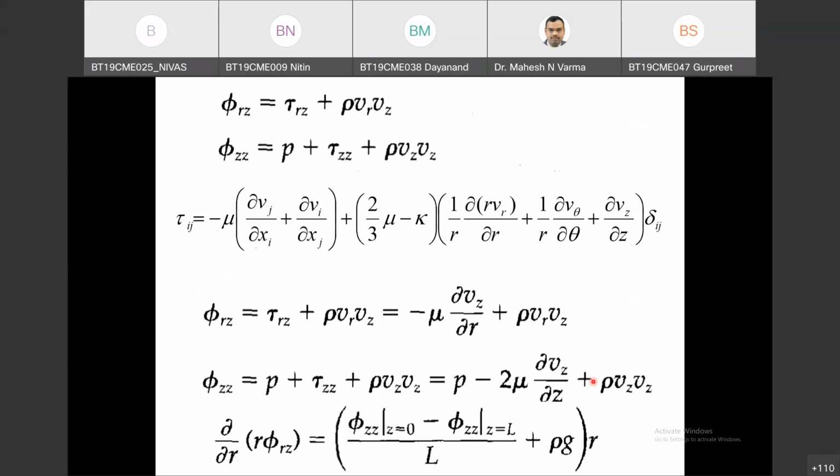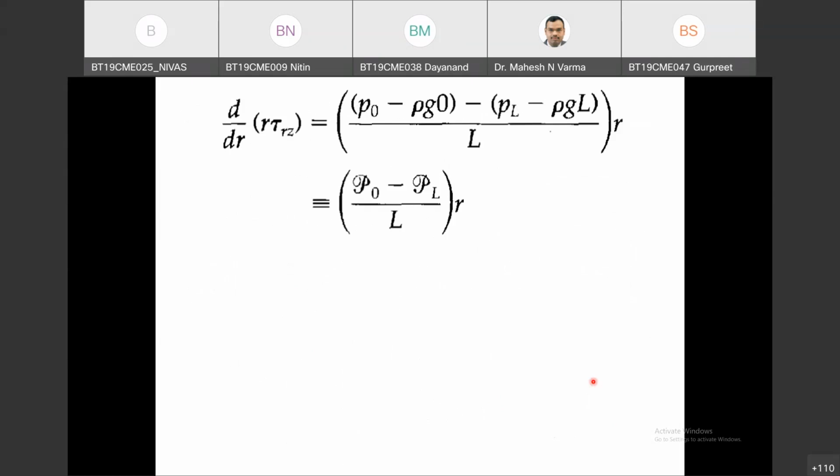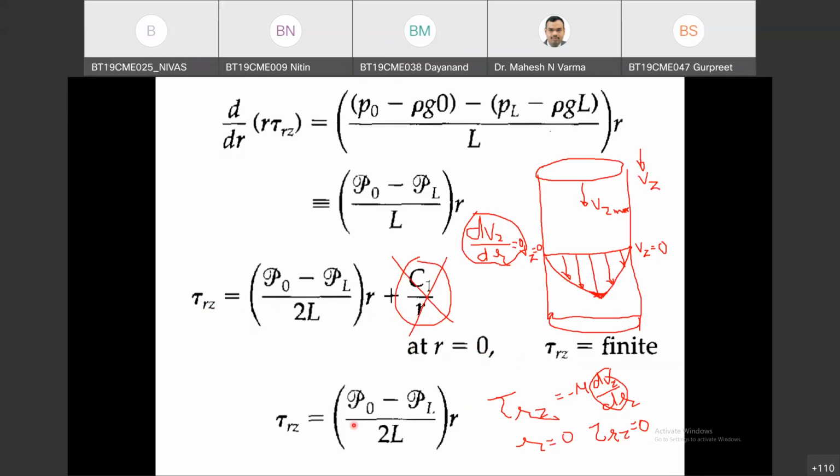Then we have introduced the Newton generalized law of viscosity, substituted this, and introduced a modified pressure or measurable pressure. So this is d by dr of r tau rz equals delta p divided by L into r. Here we will use a logical boundary condition. So this term should not be there, as if this term is there at r equals 0, I will get an undefined value of tau rz. So at r equals 0, tau rz is finite. That will give me this.